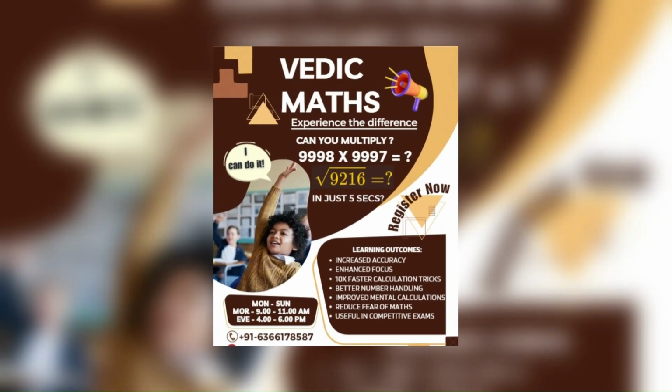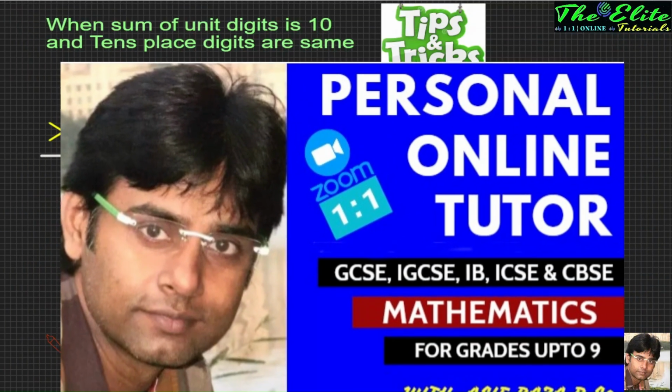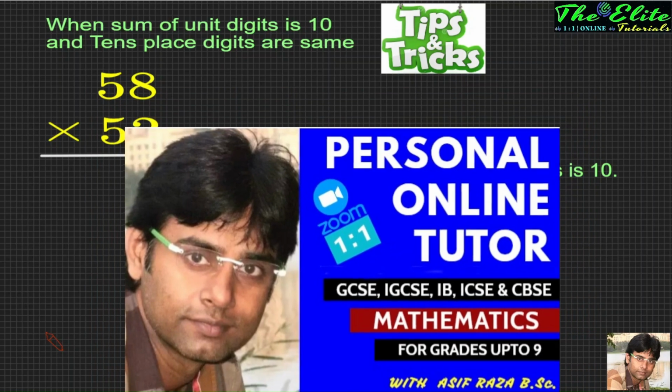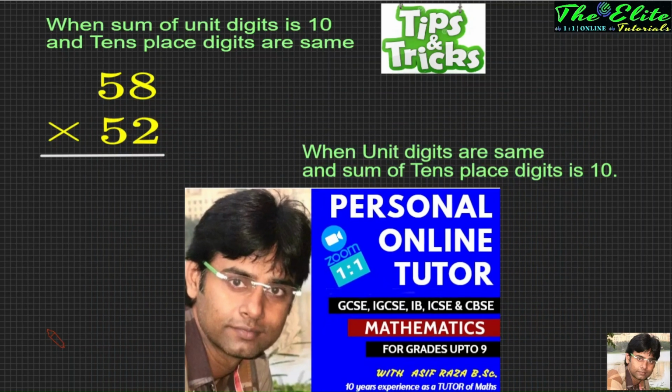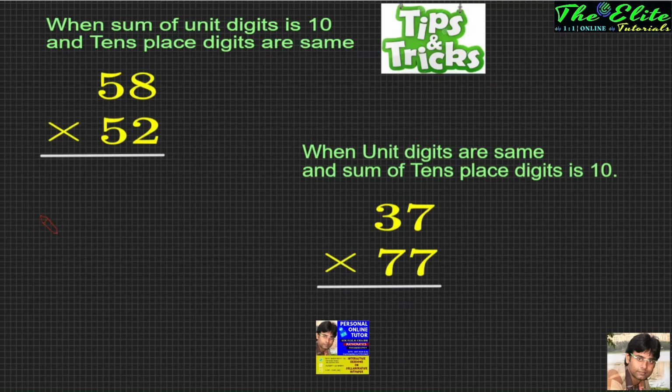Hello students, this is the fourth video in the series of Vedic Maths tricks, and in this video we are going to learn the tricks that we can use for some specific type of multiplication, that is 2 digits into 2 digits multiplication. For example, here when the sum of the unit digits is 10 and the tens place digits are same.